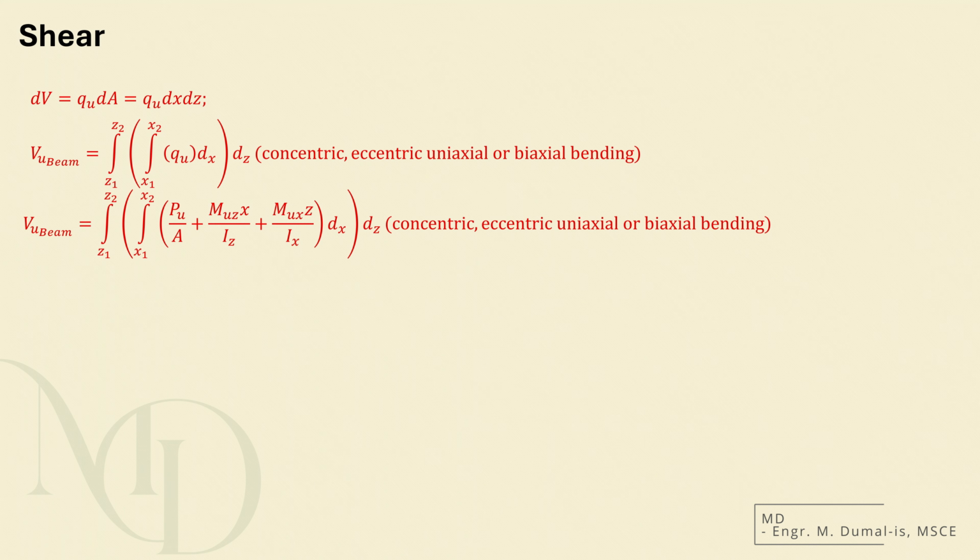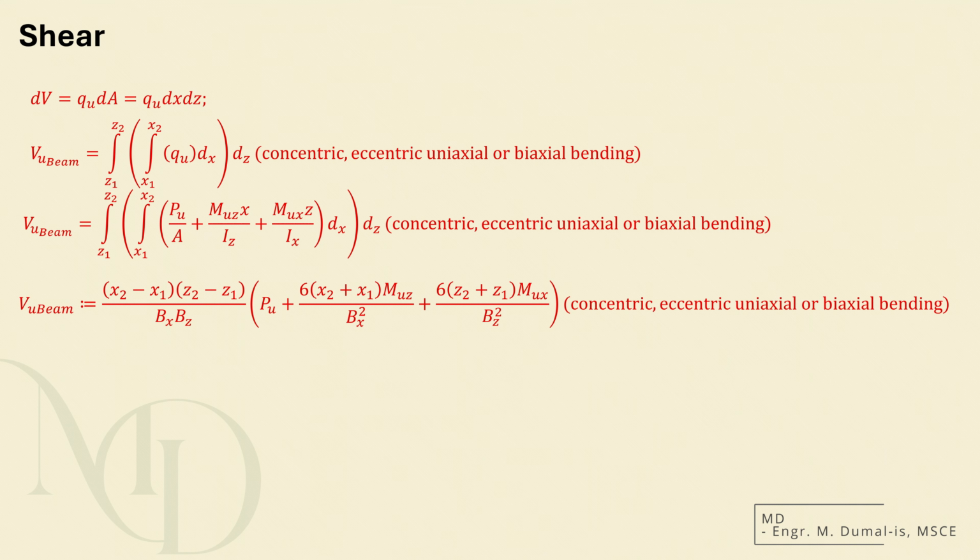Now, beam shear behaves a little differently. Since the stress varies linearly along both x and z directions, we'll use integration to handle these variations. Remember that force is pressure times area. So the differential shear can be expressed as pressure formula times the differential area. We replace the differential area with dx times dz, giving us two variables of integration. After performing double integration and simplifying, we get a formula for shear in terms of the limits x1, x2, z1, z2, the dimensions bx and bz, and the forces Pu, Mux, and Muz. This derived formula applies for beam shear along both the x and z directions.